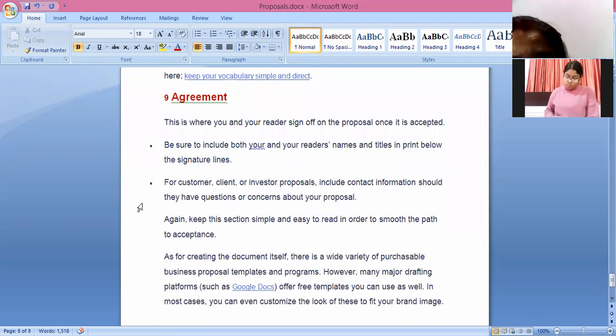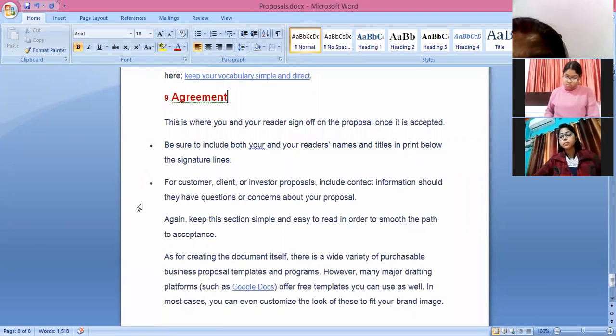So be sure to include both your and your readers' names and titles to print below the signature lines. For a customer, client, or investor's proposal, include contact information should they have any question or concern about your proposal. Again, keep the section simple and easy to read in order to smooth the path to acceptance.